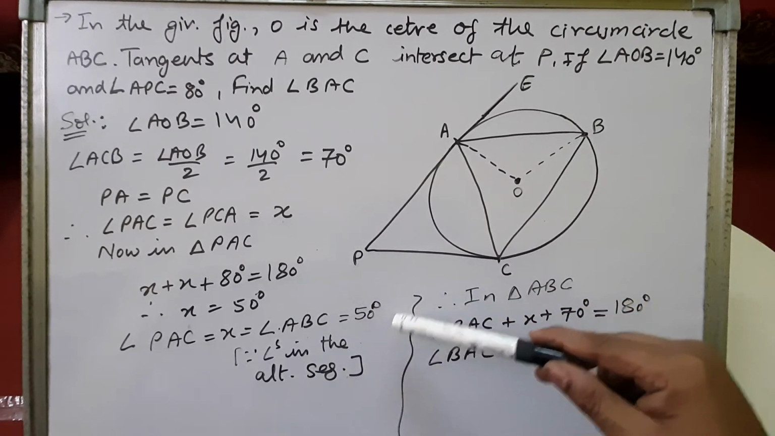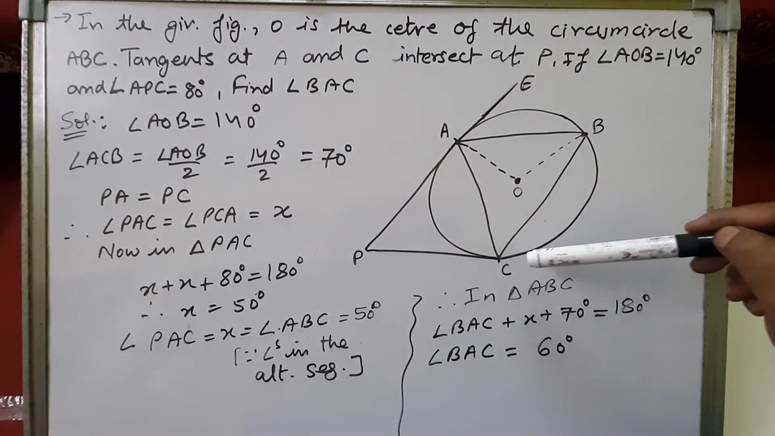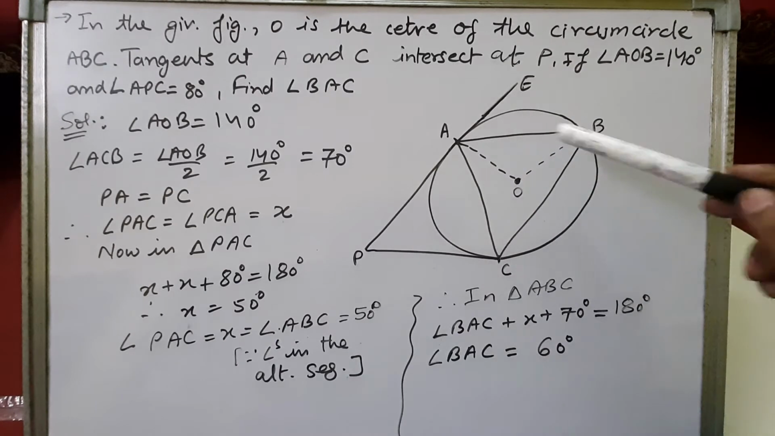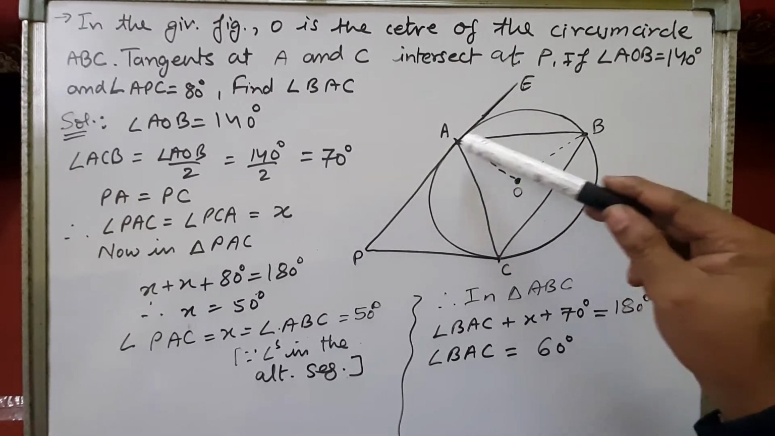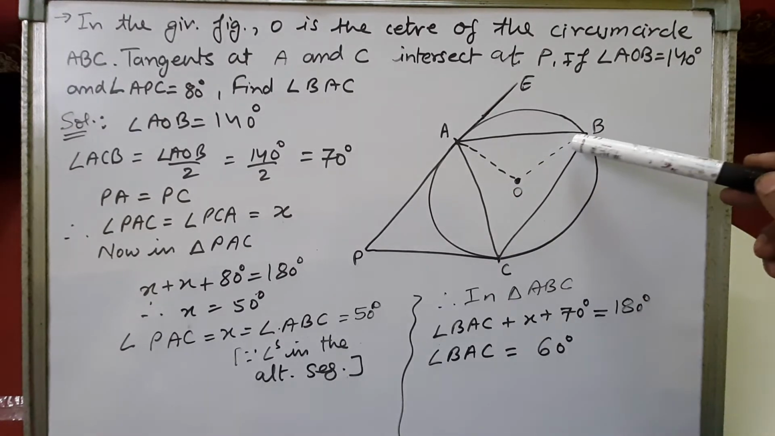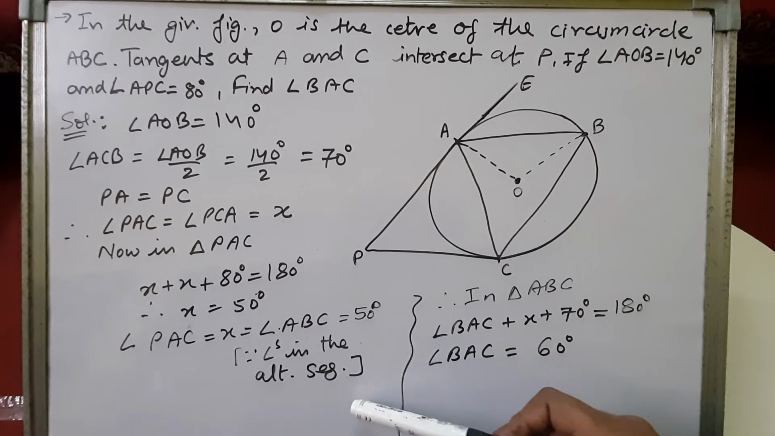And we know that angle PAC will be equal to angle ABC. Why? Because of angles in the alternate segment. This angle between the tangent and the chord is equal to the angle subtended on the circumference, which is angle ABC. So these two angles will be equal from the theorem, angles in the alternate segment.